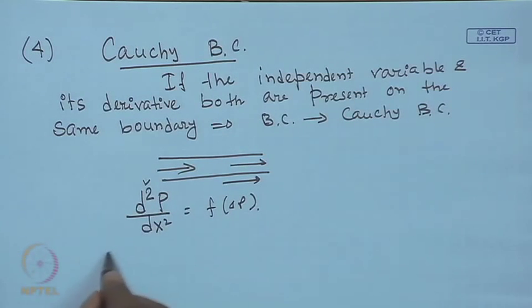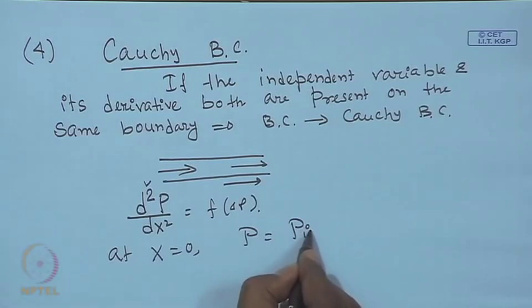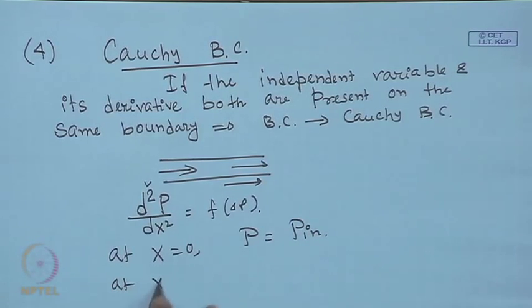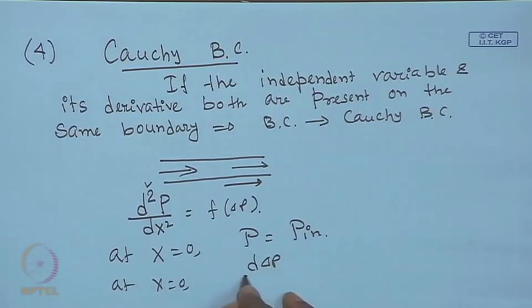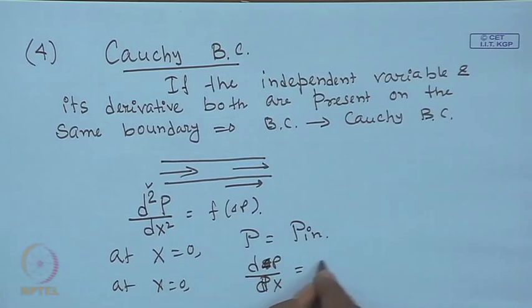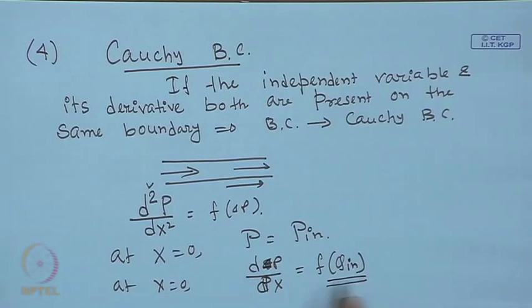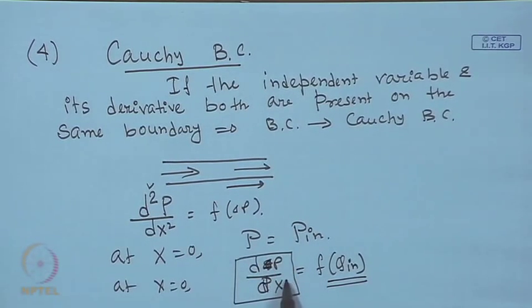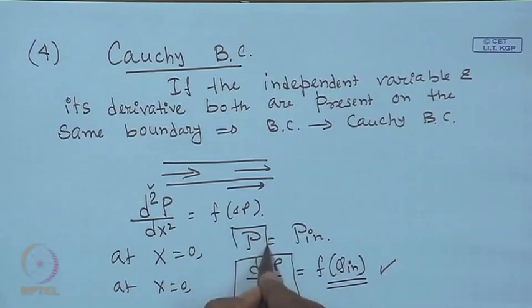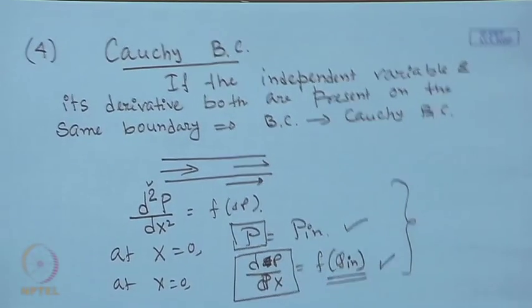But in this case, what is specified is that at the inlet point, at x is equal to 0, p is known. So, inlet pressure is known, and at x is equal to 0, dp dx is known, and that is related to a function of inlet flow rate, because that is a measurable quantity. Since that is a measurable quantity, dp dx is known. Therefore, at x is equal to 0, the derivative is also specified along with the value of the dependent variable. So, this is an example of a Cauchy boundary condition.